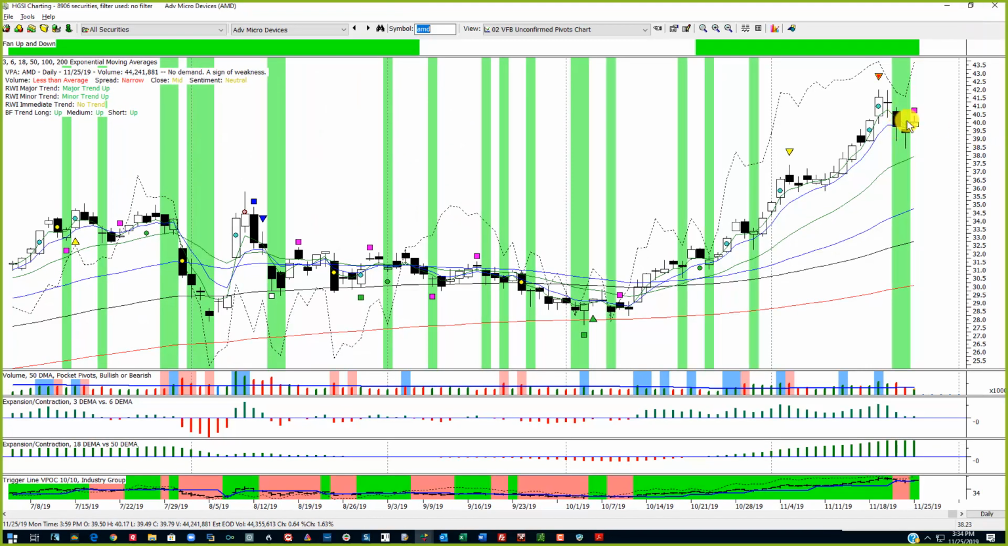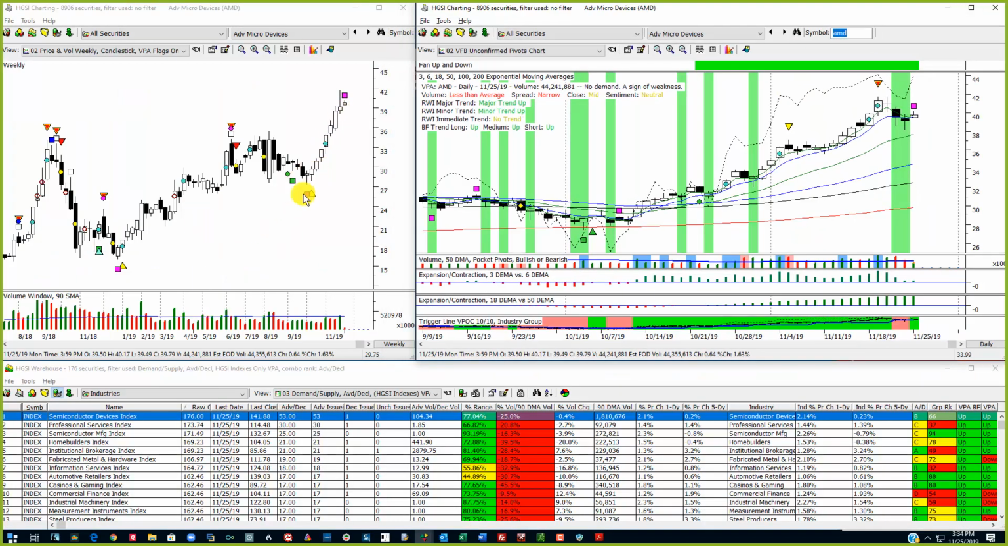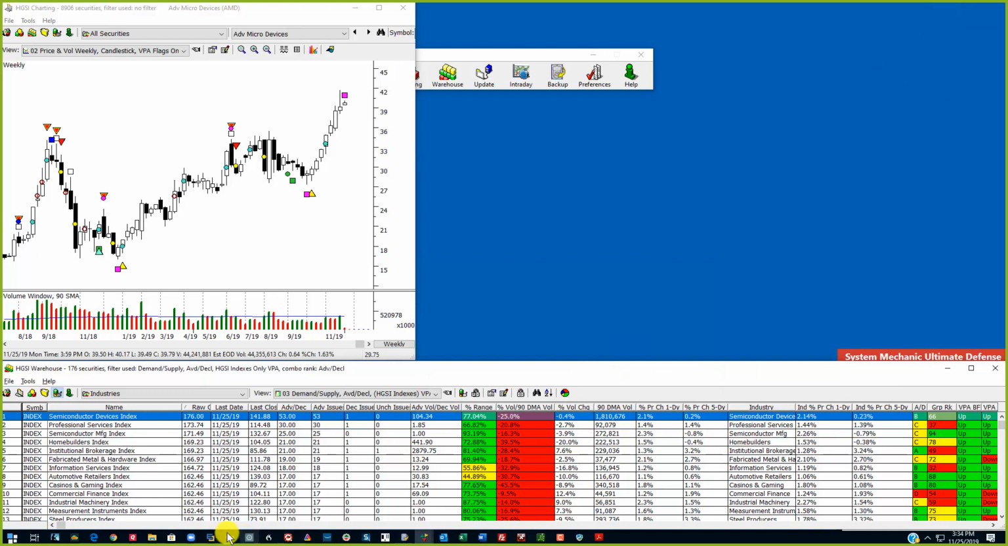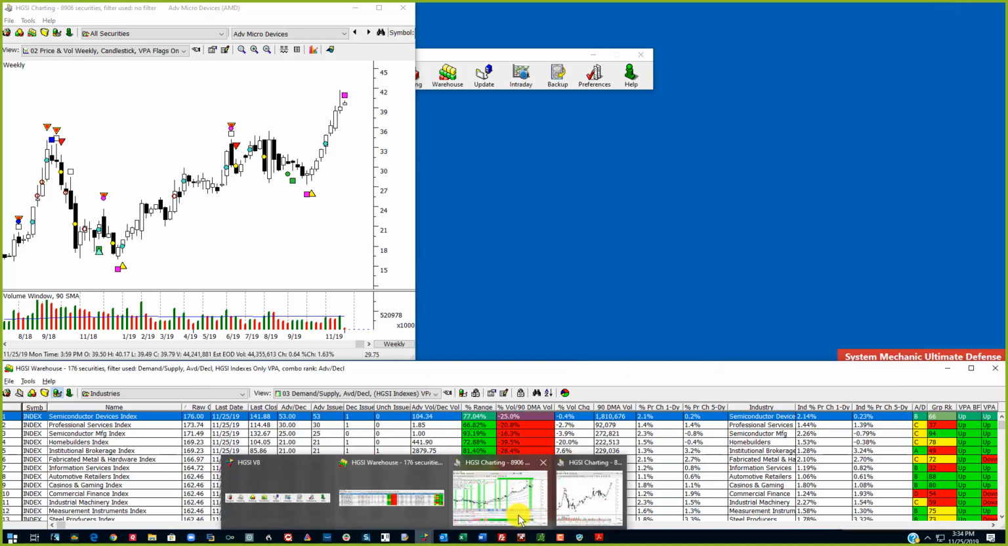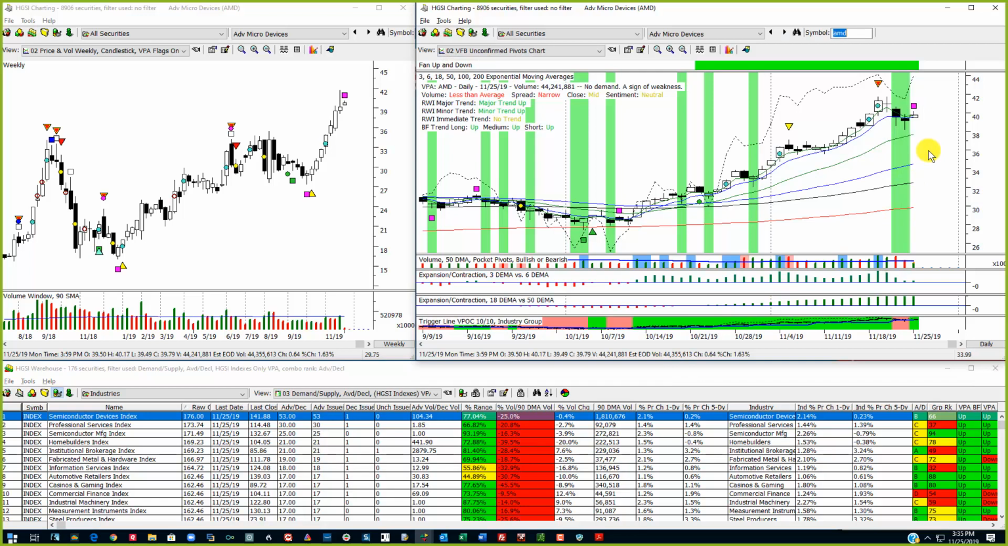And I bought it later in the day, but you can see that it took out yesterday's wick and it was trading up quite a bit higher. Let's take a look at the weekly chart. You can see another reason I did it is because the weekly chart has been so strong too. It's just the way it works. You take your chances and you put your stops in. If you get stopped out, that's the way it goes. But look how beautifully this worked out.